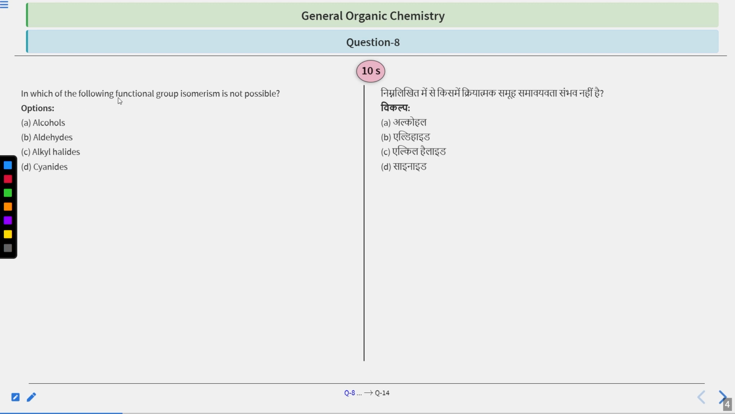In which of the following functional group isomerism is not possible? So we have been given some functional groups in the options, and we have to tell in which of the options functional group isomerism is not possible. The options are alcohols, aldehydes, alkyl halides, or cyanides. You have 10 seconds to solve this question. After that, we will see the answer.